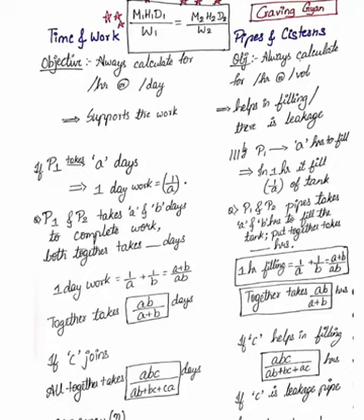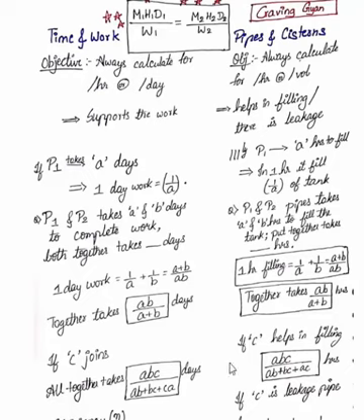Now efficiency: if P1 is twice as efficient as P2, then if P1 takes A days, definitely P2 will take 2A days. If P1 is paid rupees 200, then P2 should be paid only rupees 100, because efficiency is less. The one who is more efficient will be paid more, and will take fewer days to finish the work.